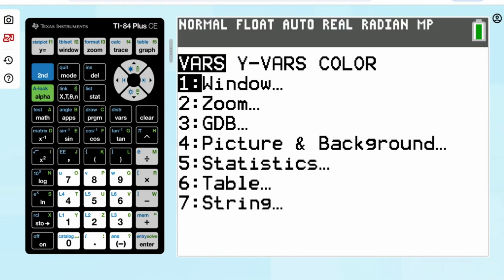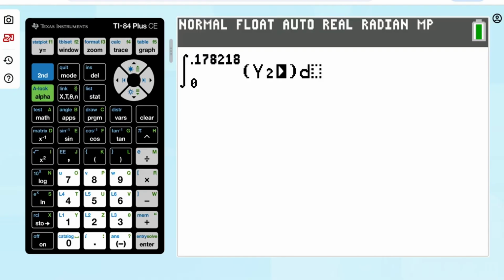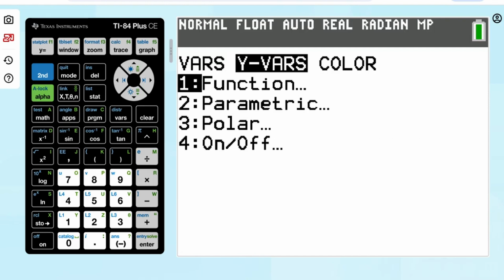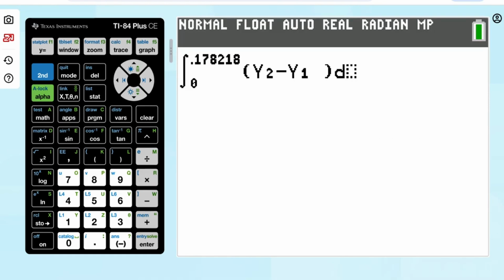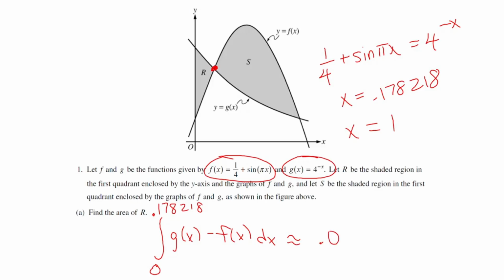Well, we had g plotted as our second function. So I'm going to hit VARS, go over to the second column, hit 1 for option 1 there for the functions, and then go down to the second one, because that was g of x. And then I'm going to do the same thing, VARS, second column function, and now I want f of x, which was y1. That way I don't have to retype the functions, and I just get 0.065 when I round. And that was worth 3 points, 1 for the correct limits, 1 for the correct integrand, and 1 for the final answer.